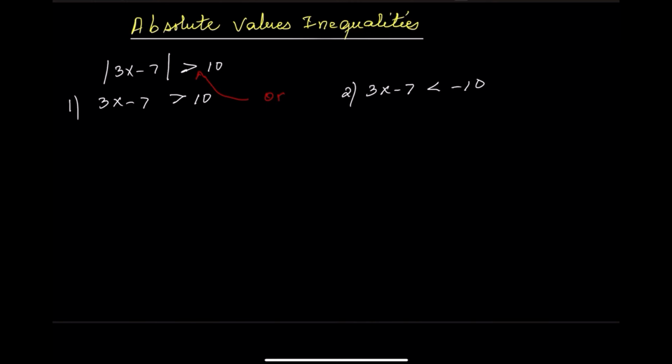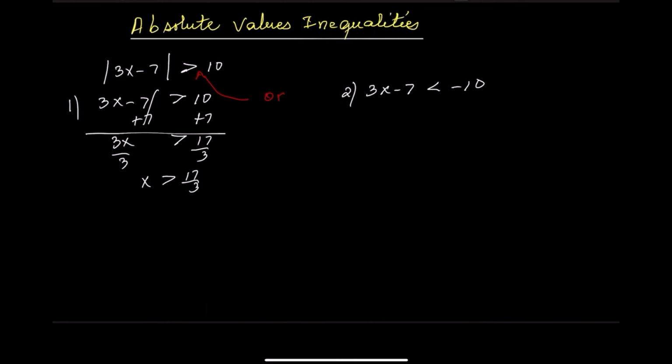Start with the first. 3x minus 7 is greater than 10. Add 7 to both sides. That gives us 3x is greater than 17. Now divide both sides by 3. X is greater than 17 over 3.